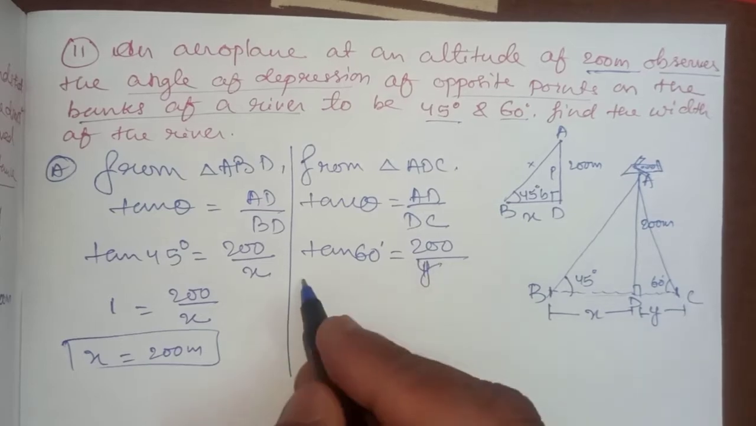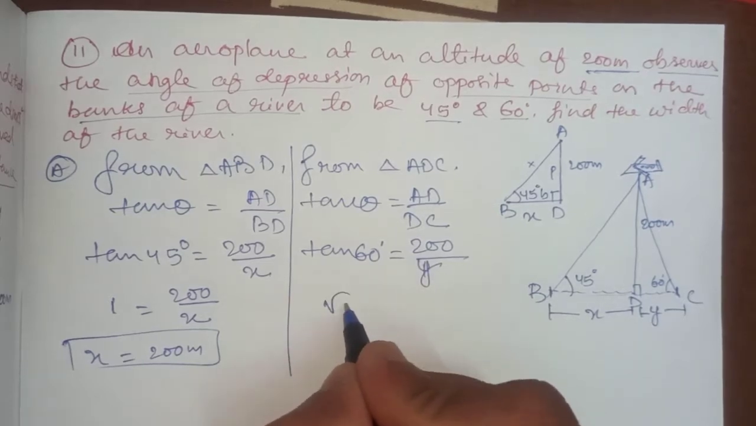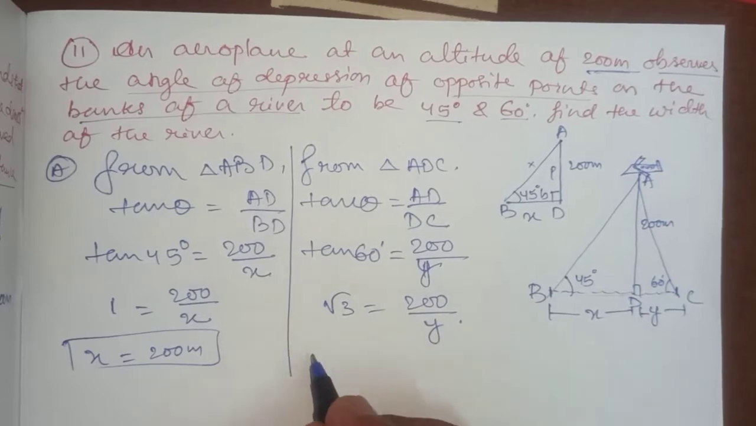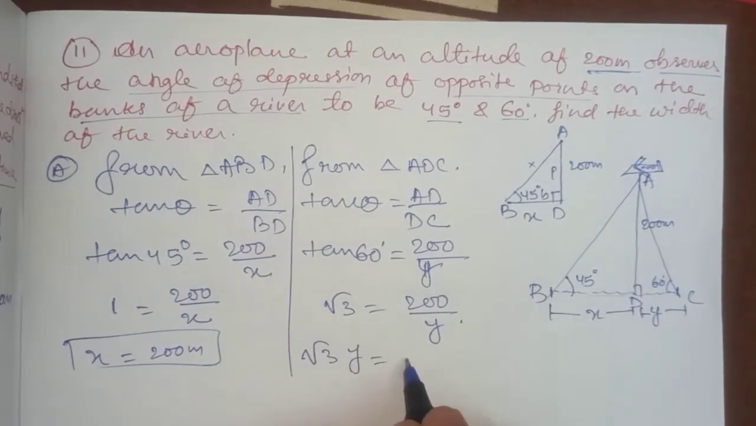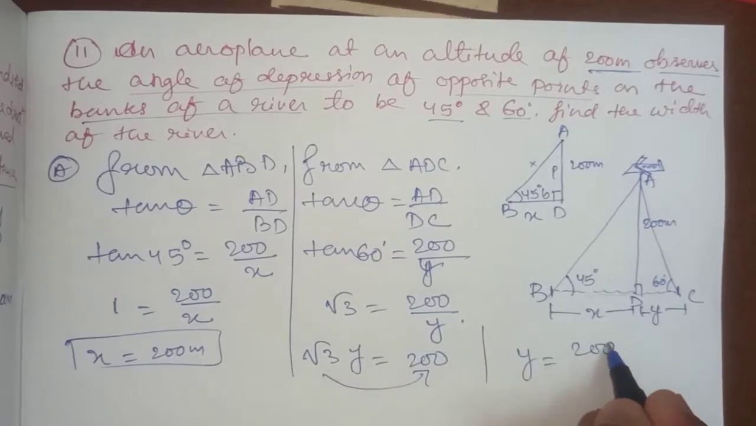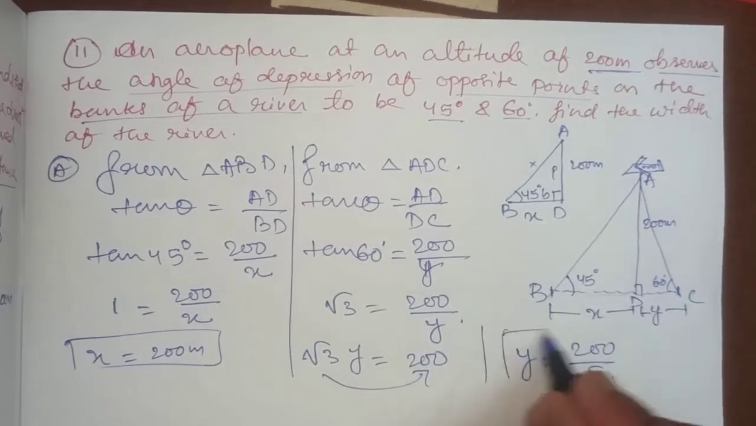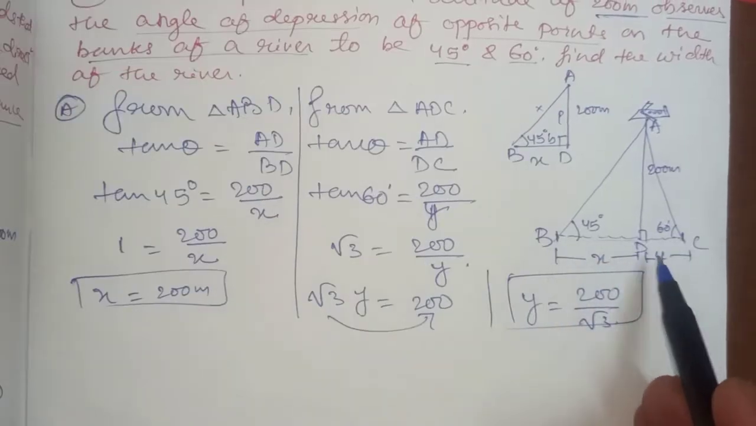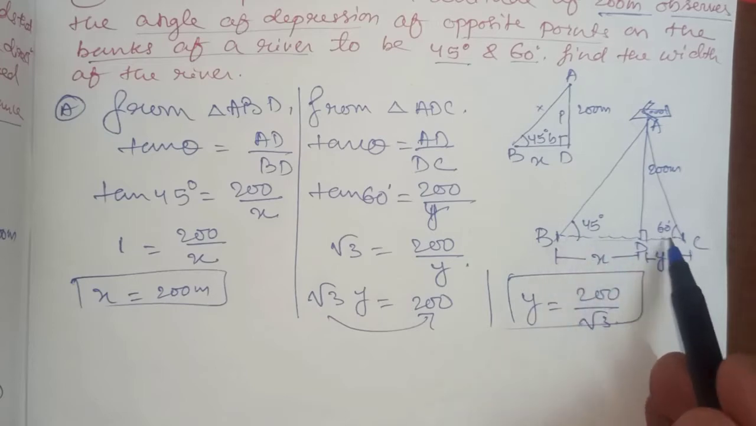DC is y. Tan 60 is root 3. Root 3 equals 200 by y we will get. Multiply y here, root 3 y equals 200. Divide root 3 here, y equals 200 by root 3 we will get. Okay, now by adding both the values of x and y we will get the width of the whole river.